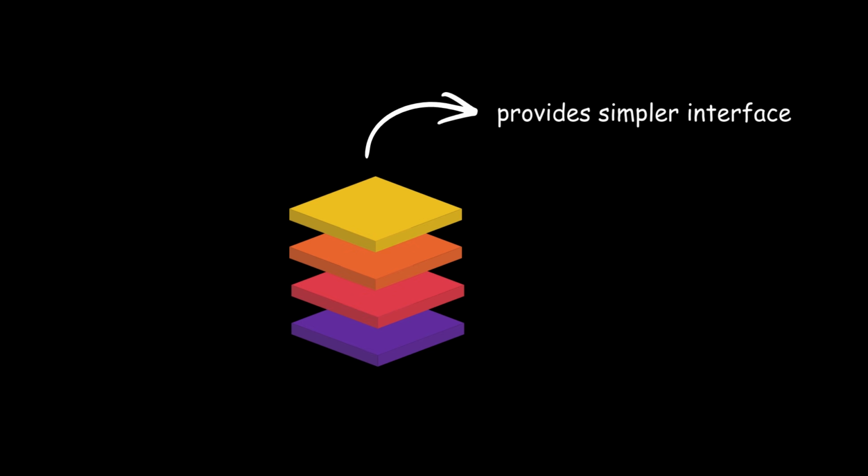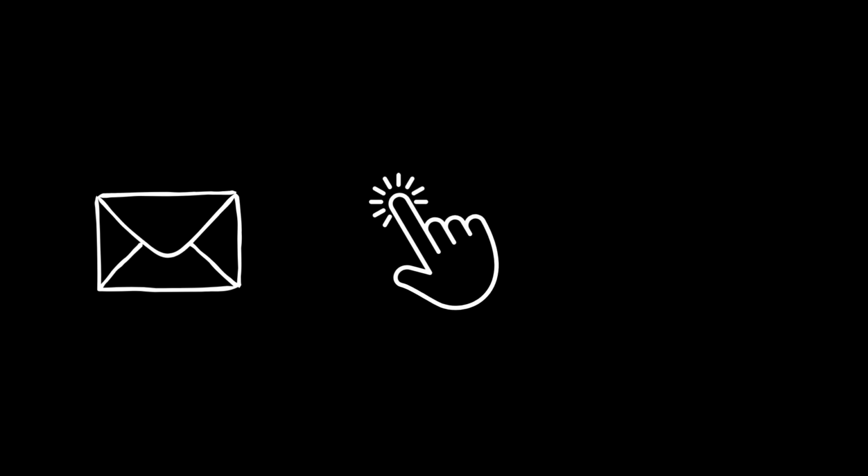In computer science, abstraction is the art of hiding complexity. It's about creating layers where each layer provides a simpler interface to the messy details below. Every time you send an email, tap a screen or stream a video, you are standing at the top of an incredibly tall ladder. Let's climb down and see what's underneath.